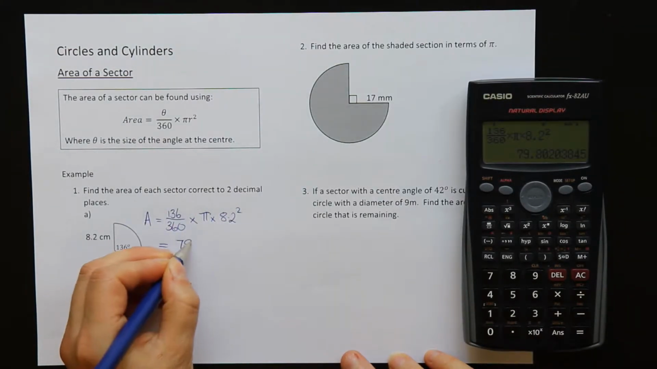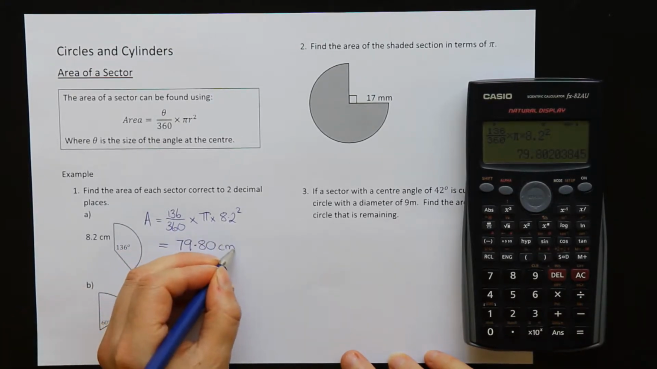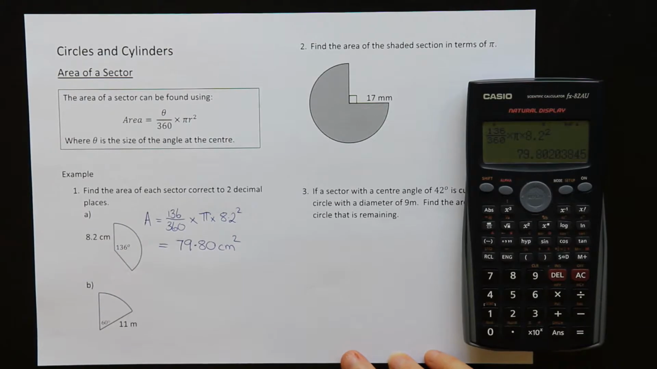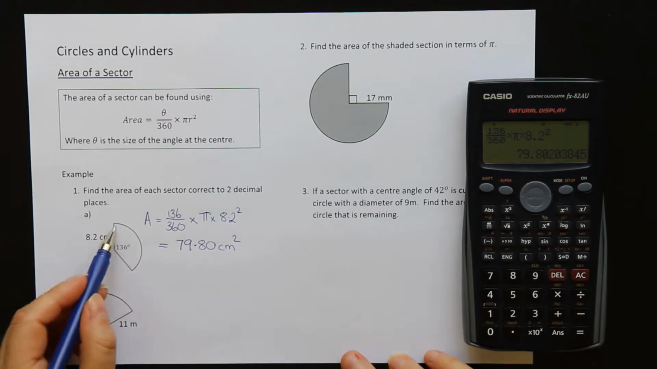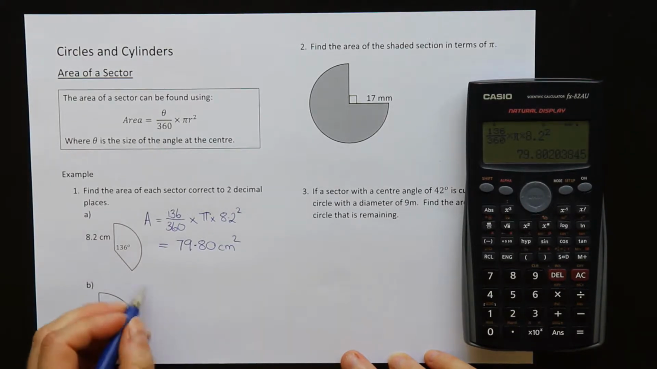So 79.80 centimeters squared. Okay, and that's found the area of that sector. So let's look at B. Let's do it again. Find the area.